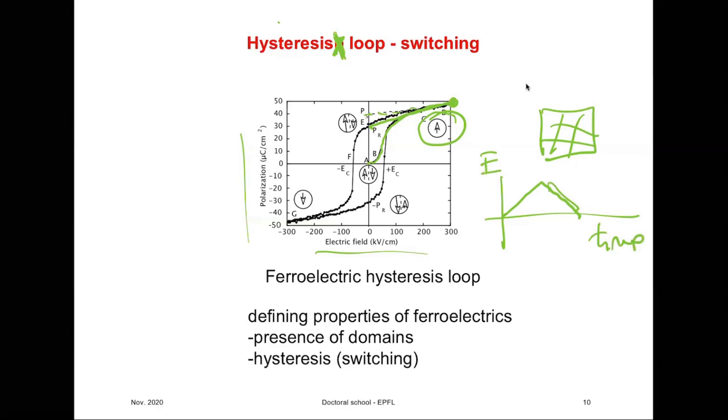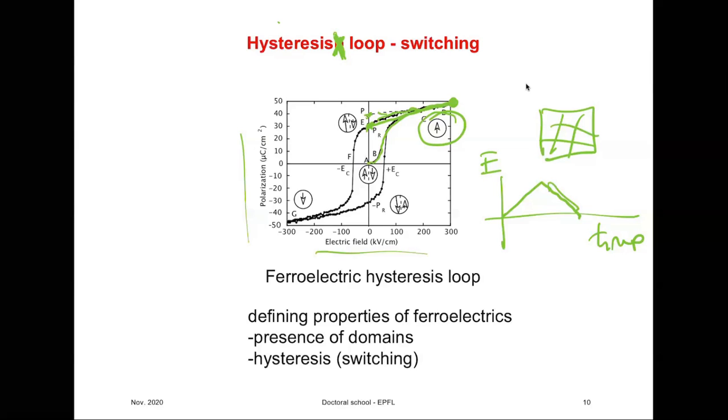Now, when we go down with the field, some of the domains will go back from their alignment with the field. So at zero field, in general, we will not reach the spontaneous polarization. The slope here is simply the fact that by applying an electric field, we are inducing, in addition to spontaneous polarization, also some induced polarization. That is why we are making this projection.